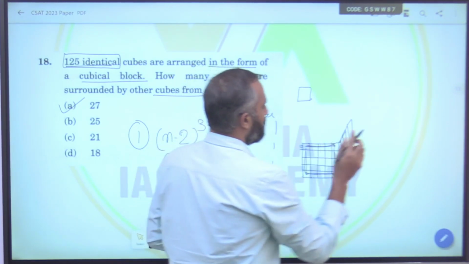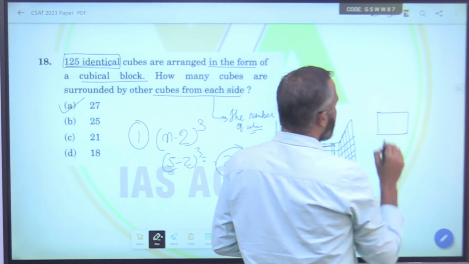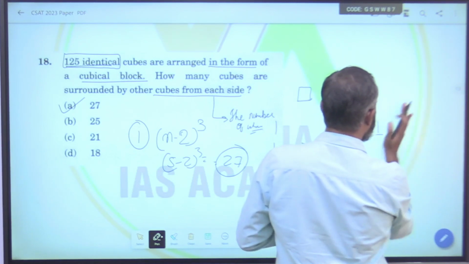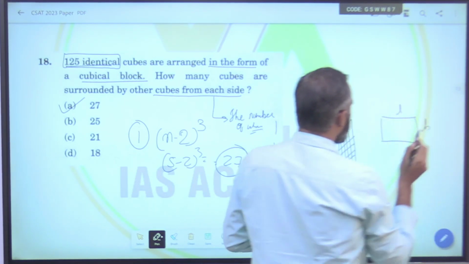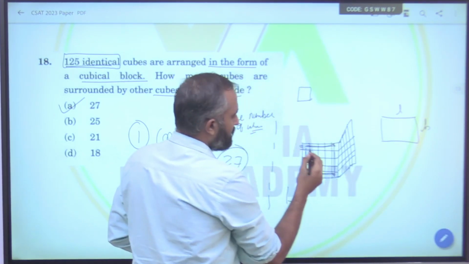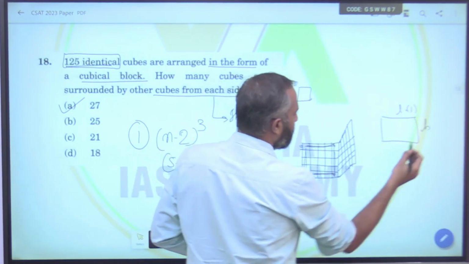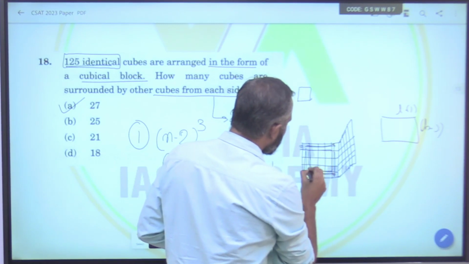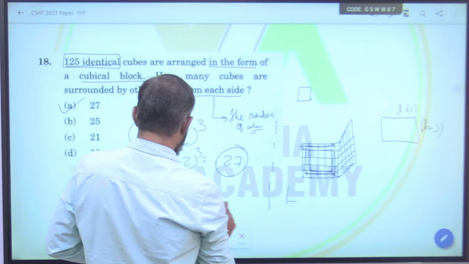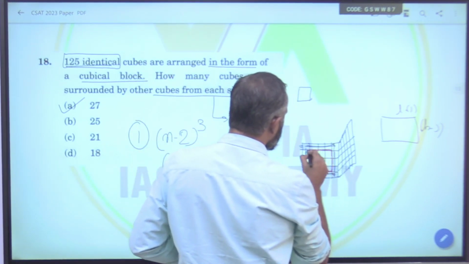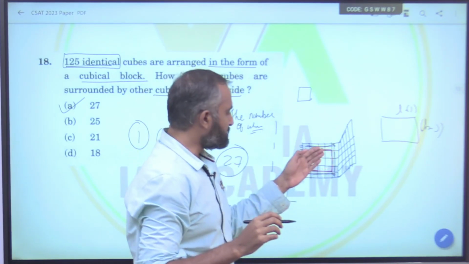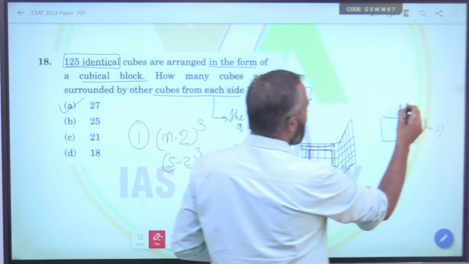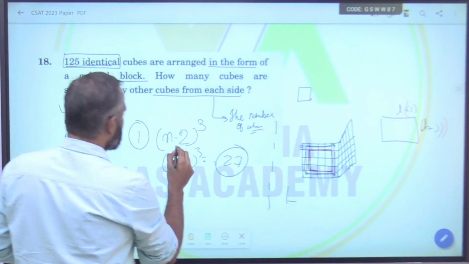Now, simple. What is the area of a rectangle? It is L into B. Now, what are we doing? From the whole 5 by 5, we are removing one part from the length and one part from the breadth. So, on this face only this 3 into 3 box is surrounded by cubes. Although it is exposed to the front, when we make other layers, this will be surrounded by other cubes. So, what do we see? From each face we are removing 2 sections. That's why n minus 2.